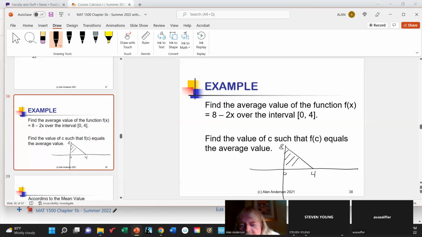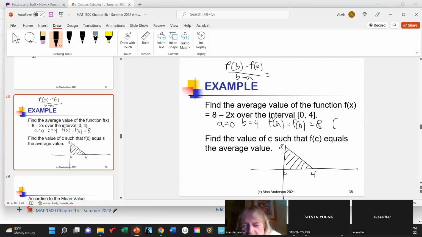What do you know? It's a rectangle. So somewhere in this interval, we'll find the average value of the function. And just to get a head start on this, you could actually do this. So when x is 0, a is 0, b is 4. F of a is 8. F of b, or f of 4, is 0.